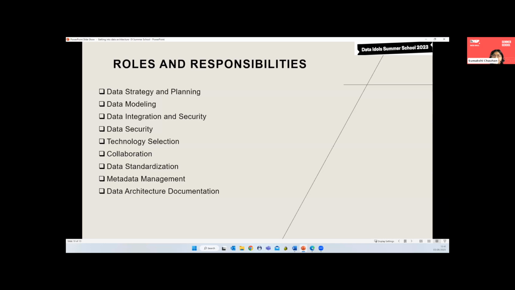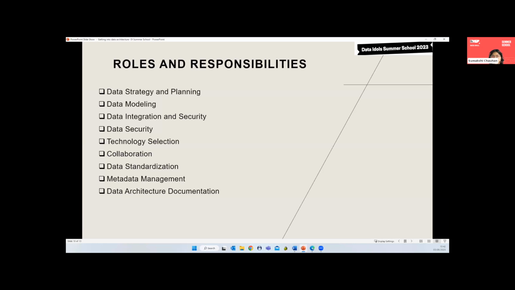Apart from that, we have already discussed points like data modeling, data integrity and security, and technology selection, which is: why are we selecting a particular tech stack? Why not the other suites? Why not any other technology available from that suite?